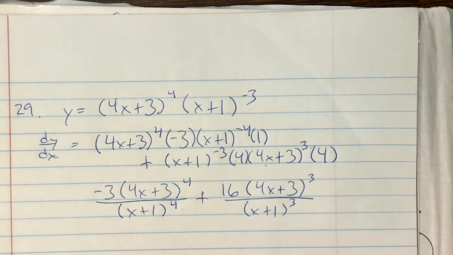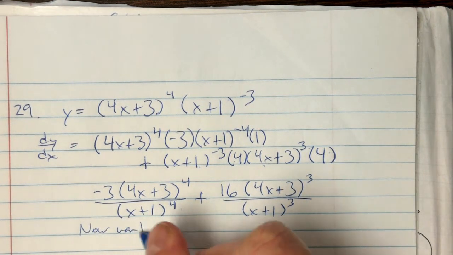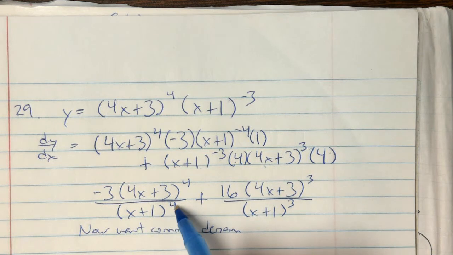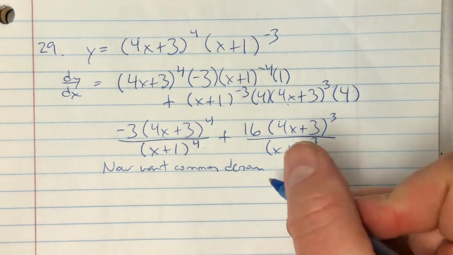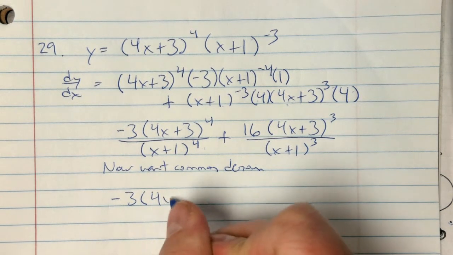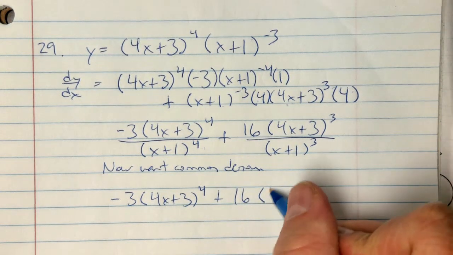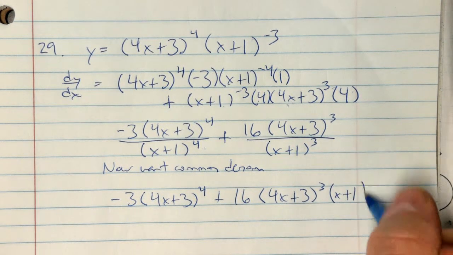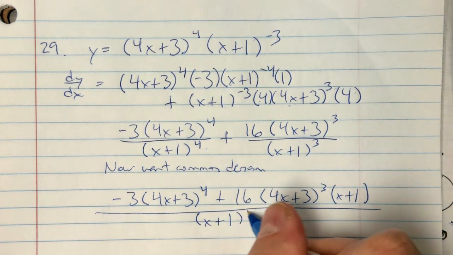So what they want you to do now is they want a common denominator of x plus 1 to the fourth, because you already have x plus 1 to the third. So we have negative 3, 4x plus 3 to the fourth, plus 16 times 4x plus 3 cubed. Now we need our extra x plus 1, and then we have x plus 1 to the fourth.